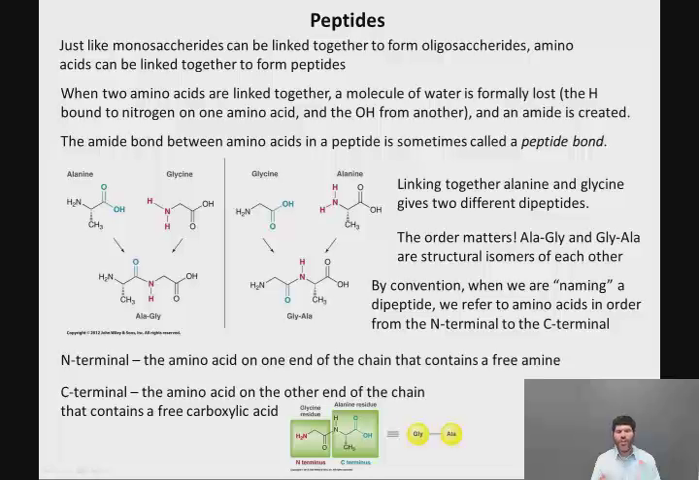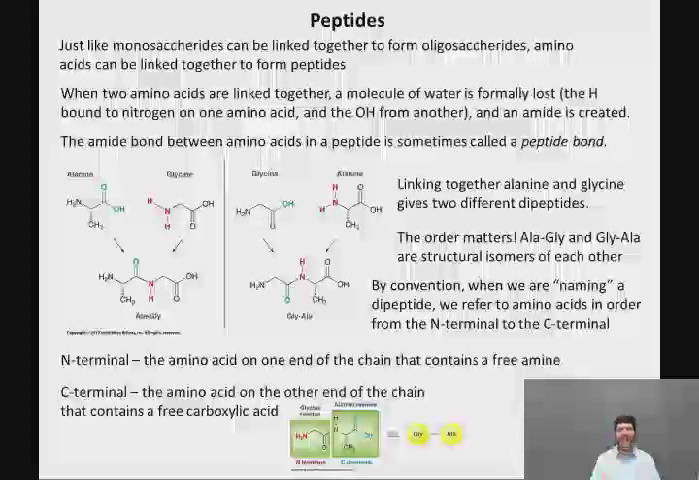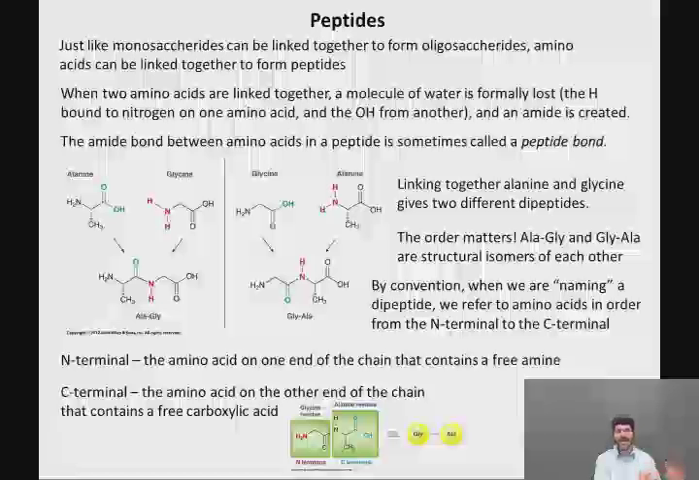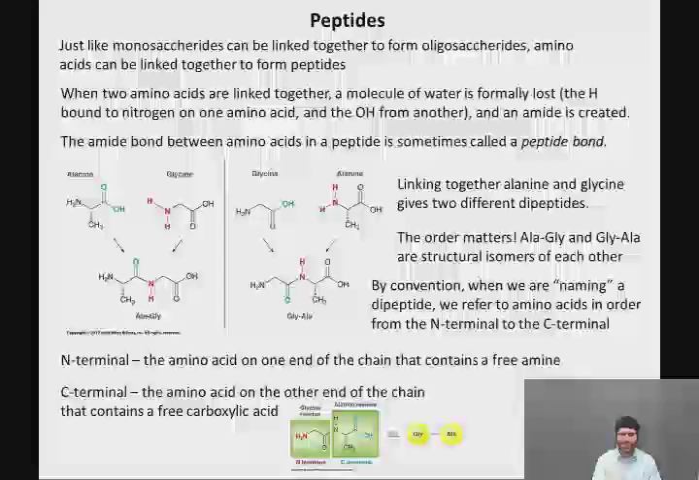By convention, when we are naming a dipeptide, we always refer to amino acids in order from the N-terminal to the C-terminal. Just so that we're clear on this terminology, the N-terminal is the amino acid on one end of the chain that contains a free amine, an NH2 group. That nitrogen is not part of an amide. The C-terminal is the amino acid on the other end of the chain that contains a free carboxylic acid. In the case of the dipeptide glycine-alanine, glycine is the N-terminus and alanine is the C-terminus.